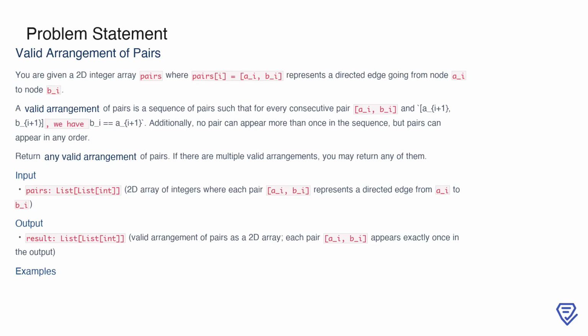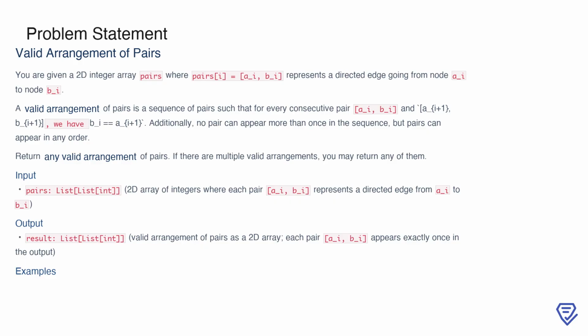In this problem, we are tasked with finding a valid arrangement of pairs. Each pair is represented as a directed edge, where pairs_i equals [a_i, b_i], indicating a directed edge going from node a_i to node b_i. A valid arrangement means that for every consecutive pair in the sequence, the second element of one pair, b_i, must match the first element of the next pair, a_(i+1). Additionally, all pairs must be used exactly once, though they can appear in any order as long as the arrangement satisfies these conditions. If there are multiple valid arrangements, we can return any one of them.